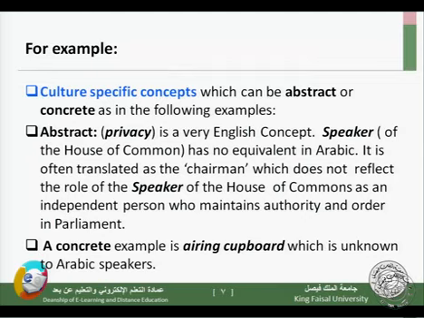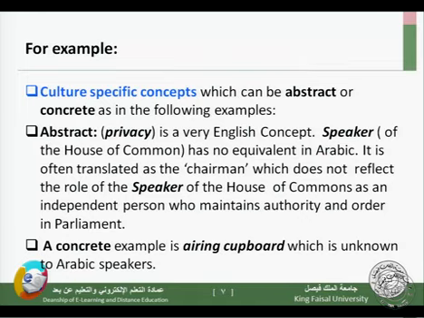Another example would make it clearer to you. Speaker, for instance, Speaker of the House of Commons. The Speaker of the House of Commons has no equivalent in Arabic, because we don't have, for instance, a House of Commons or House of Lords. And what's the meaning of speaker? In Russian or in French or in other languages, they say the chairman. No.